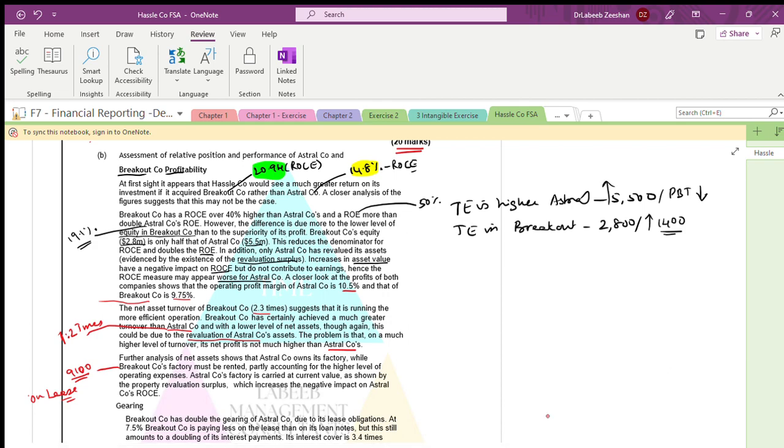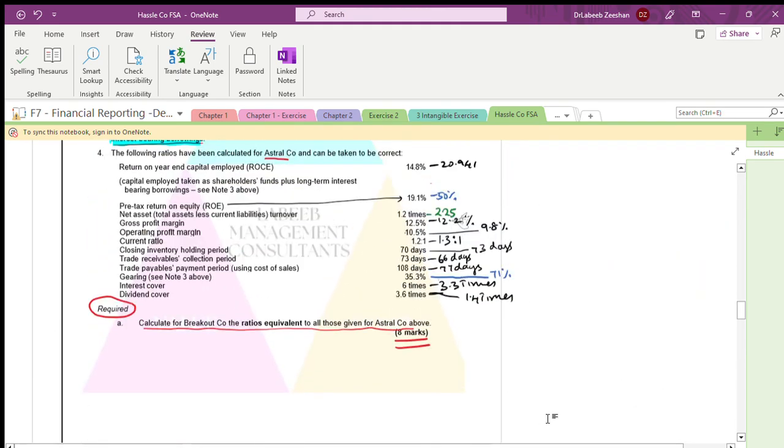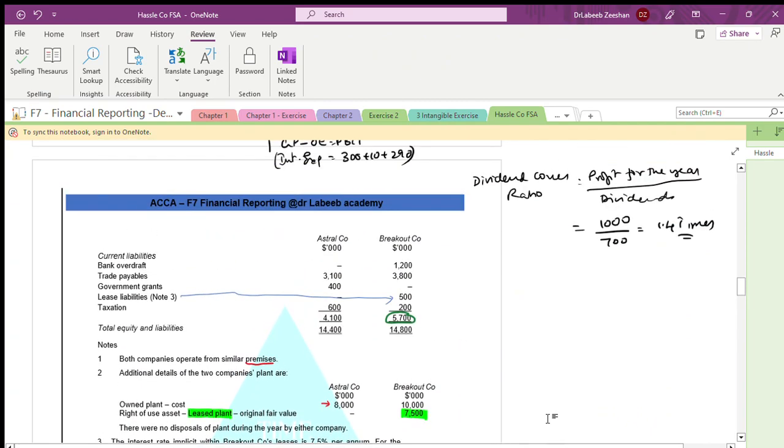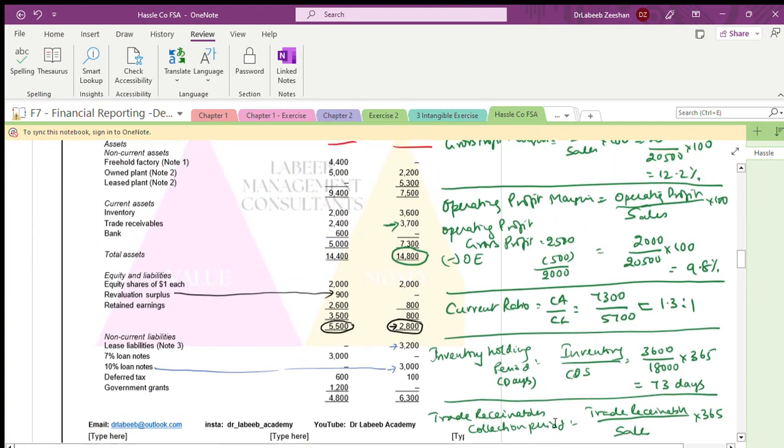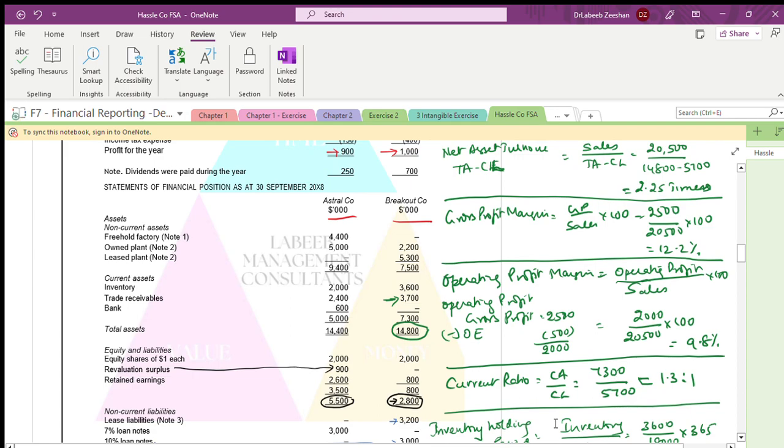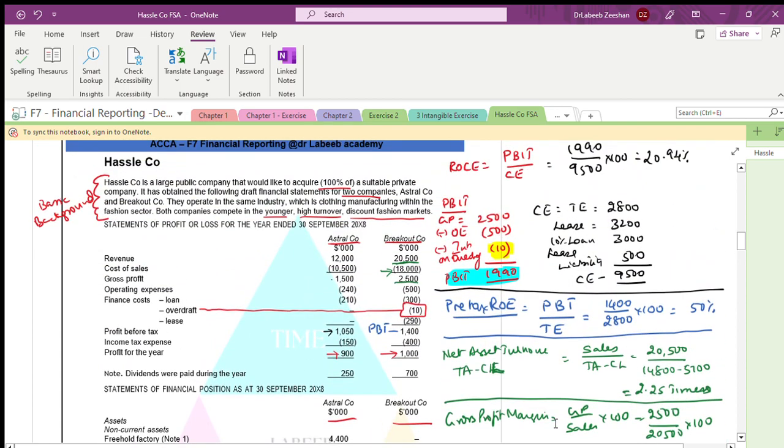While breakout's factory must be rented, partly accounting for the higher level of expenses, operating expenses include rent. These are all assumptions that we can make: these are operating expenses. Here the operating expenses are how much? 240. Here the operating expenses are more.